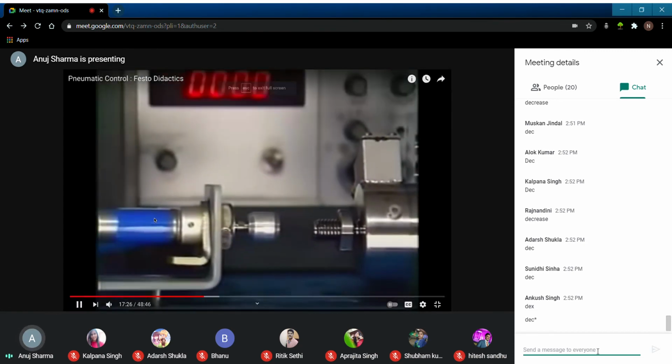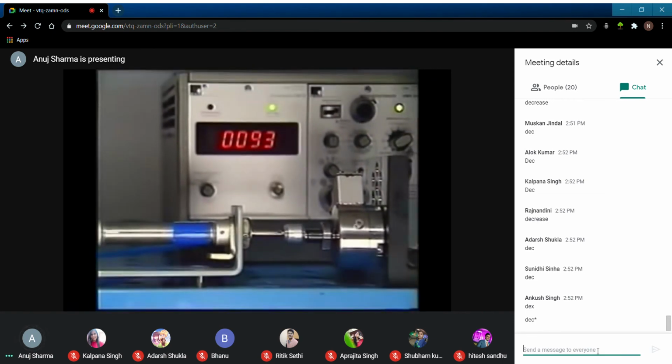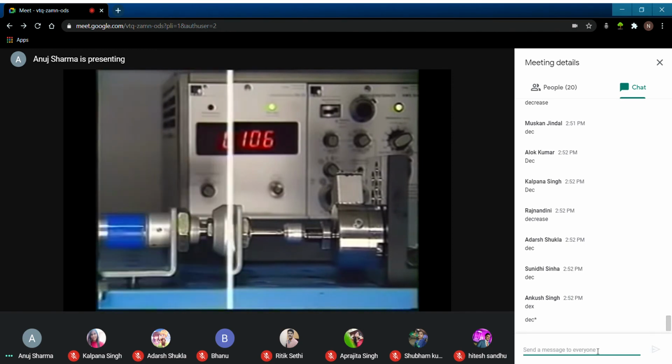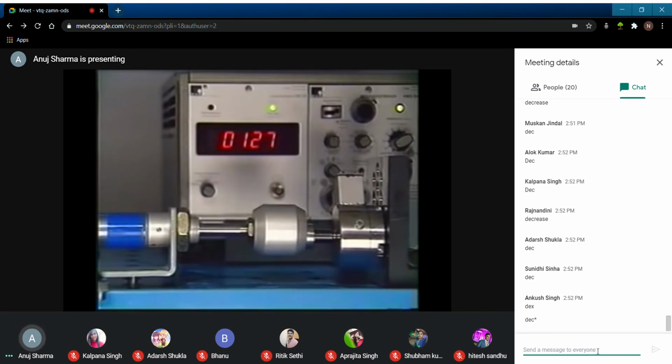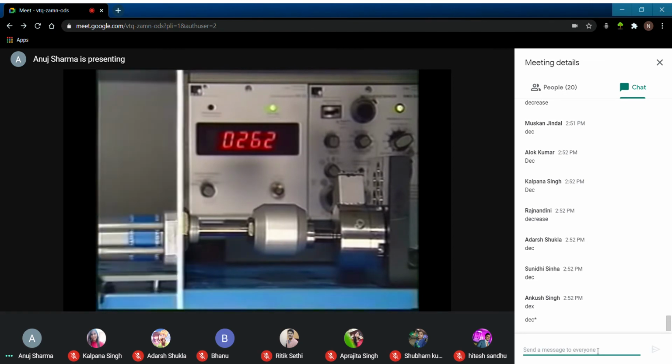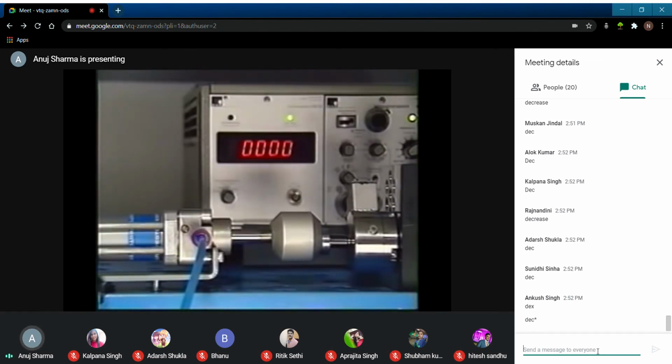The small cylinder shown here has a diameter of 16 millimeters. It exerts a force of 106 newtons when operated at 600 kilopascals. A cylinder with a diameter of 25 millimeters using the same pressure exerts a force of 262 newtons. When the same pressure is applied to a 32 millimeter cylinder, a force of 418 newtons is produced. This relationship can be shown by the formula force F equals piston area A times the pressure P.